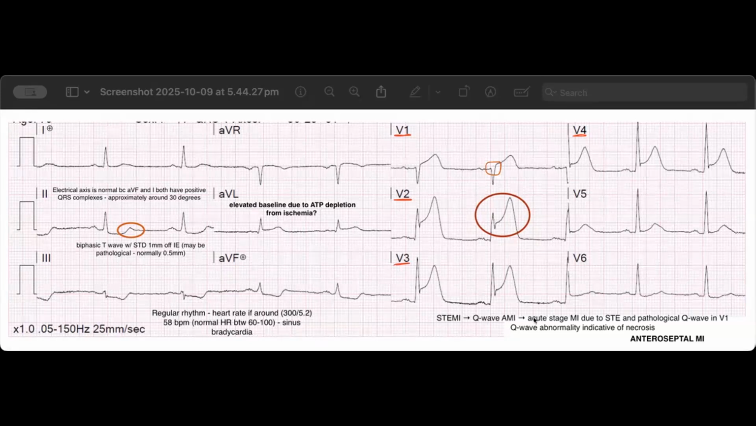Okay, then nothing else. What you see and what you diagnose, it's correct. It's anteroseptal STEMI. That's it. Relatively, if you want, that's a hyperacute STEMI, but it doesn't matter. So it's only the ST elevation.